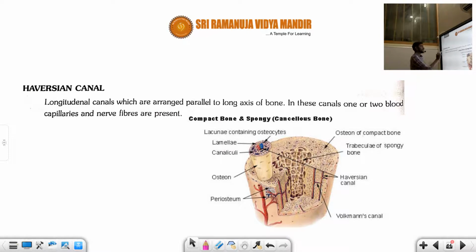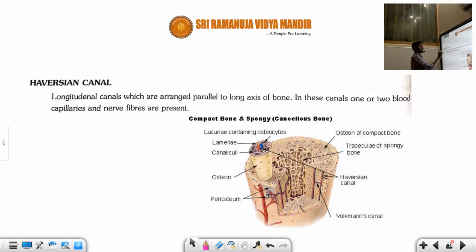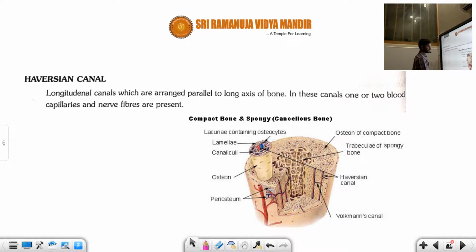Haversian canal. We're talking about the Haversian canal. So what does it mean, the Haversian canal? It is a longitudinal canal which is arranged parallel to the long axis of the bone. I told you already, right? So this is about the Haversian canal. It is a longitudinal canal. It can be arranged parallel to the long axis of the bone.